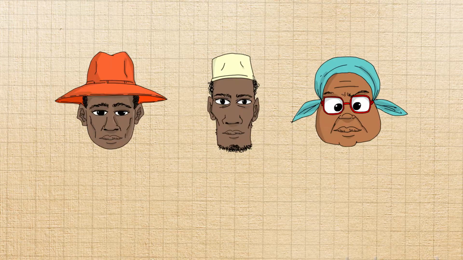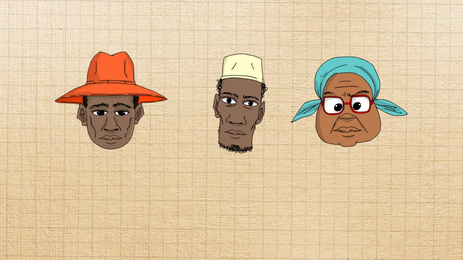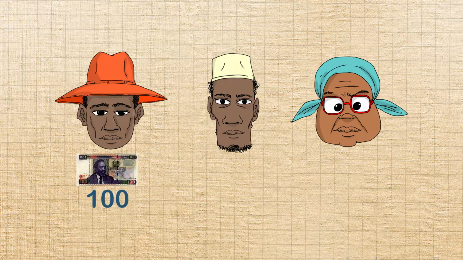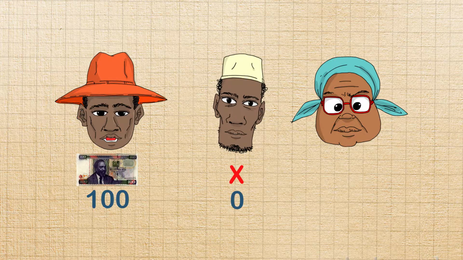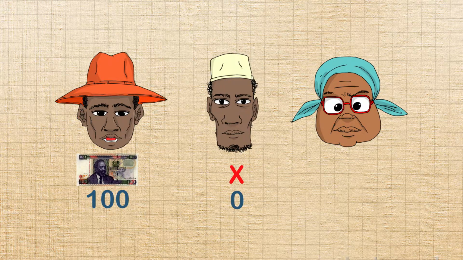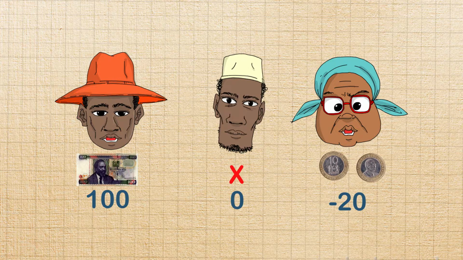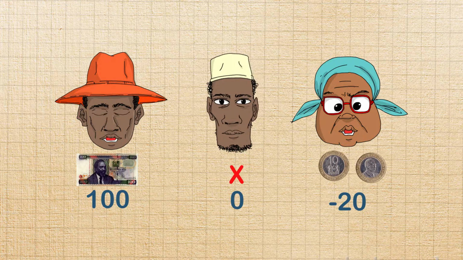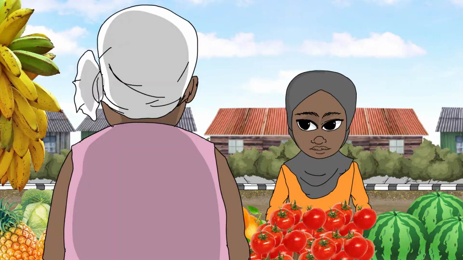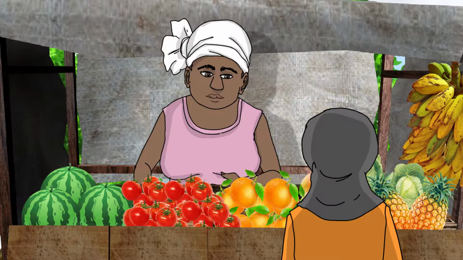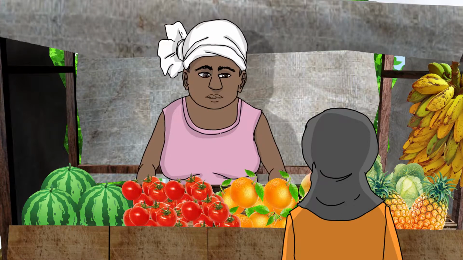Suppose I have 3 customers who each have a different amount of money. The first customer has 100 shillings. The next customer has 0. And the last customer actually owes me 20 shillings. So, what number do we use to represent how much money she has? Yes, -20 shillings. Okay, it's beginning to make sense. I have more examples if you want.